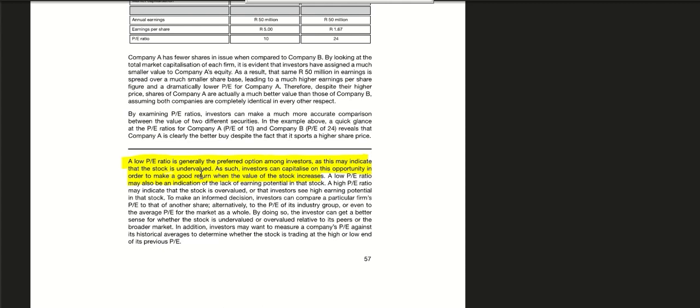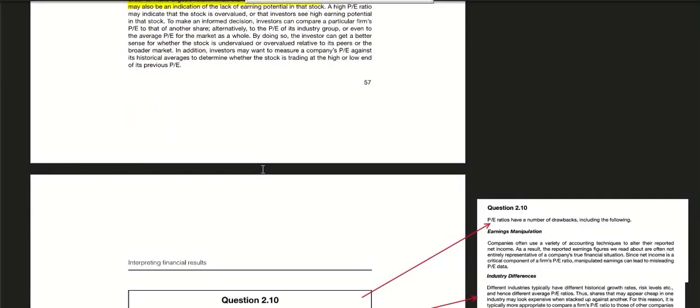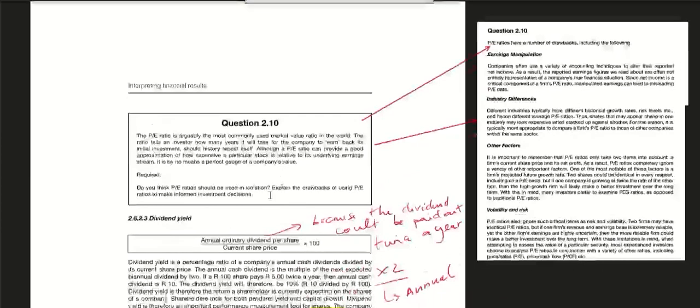So as I was saying, if you look in yellow, a low PE ratio is generally the preferred option among investors, as this may indicate that the stock is undervalued. As such, investors can capitalize on this opportunity in order to make a good return when the value of the stock increases. So it's quite important when you're doing this analysis to understand this. So this again when you're reading, I trust that this provides you good perspective, right?